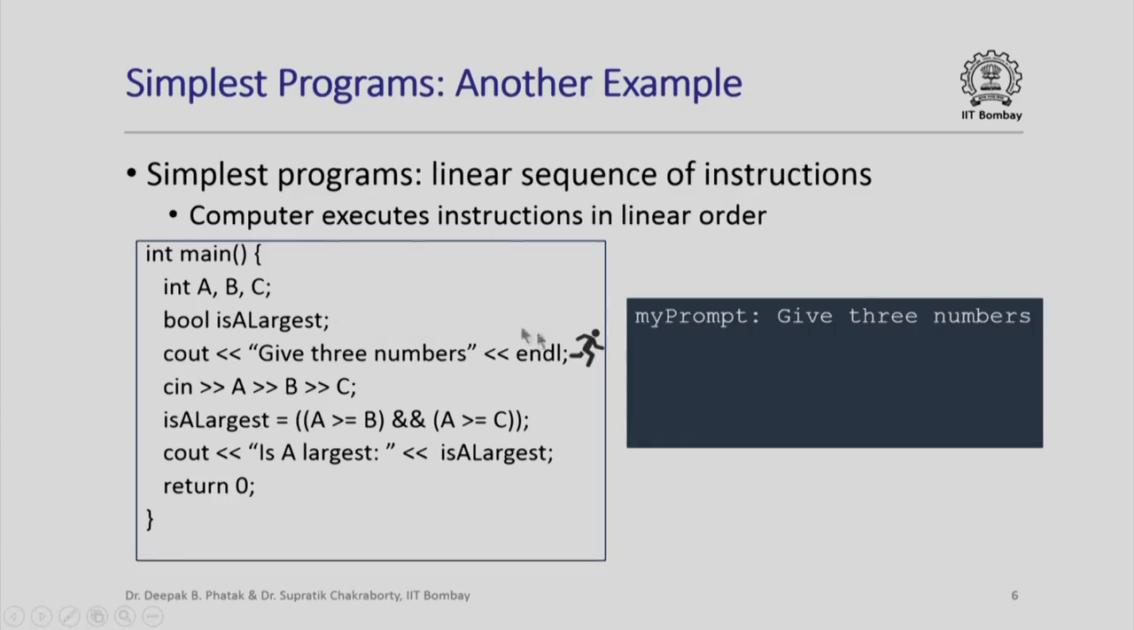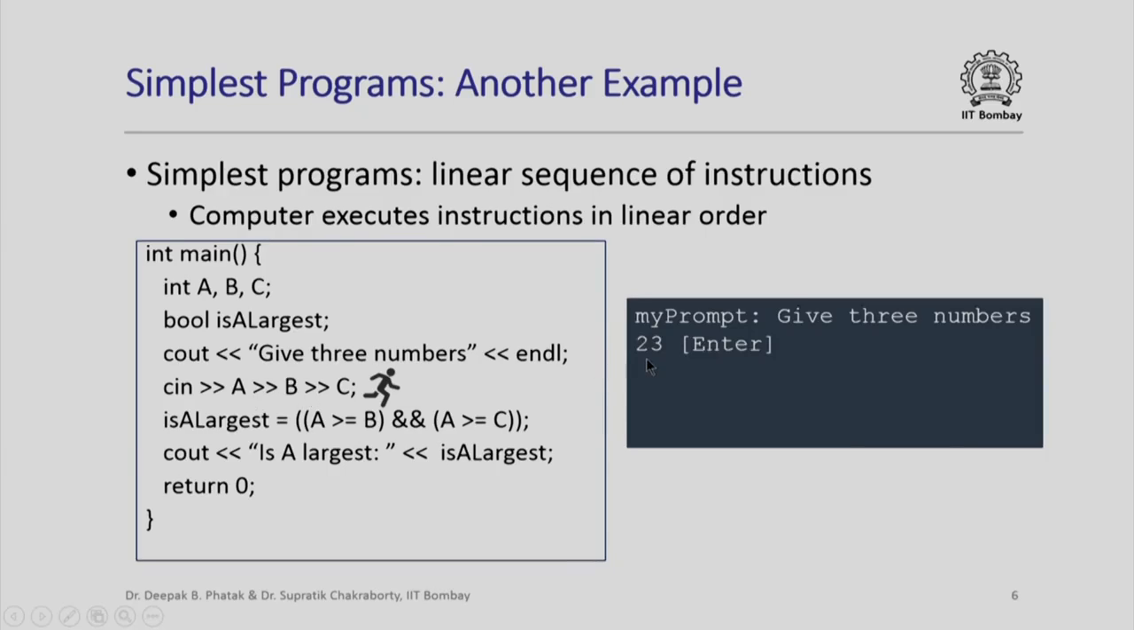The next statement is the real statement that the computer executes, shown by this running icon, and when it executes this statement this is what we get on the screen. This is the endl, which means the cursor returns to the beginning of the next line. After that the computer executes this statement where it is trying to read the values of A, B and C.